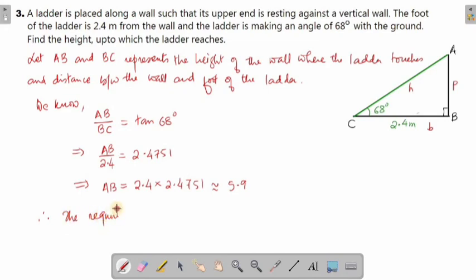Okay, so therefore we say AB is 5.9, so the required height, that is, what is required here, the height of the wall, equals AB, right? So AB is 5.9, and what is the unit being used? The unit being used here is meter. So that will be my answer for this particular question, right? So pause the video and note down your solution.